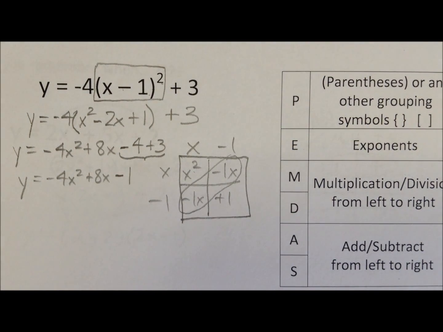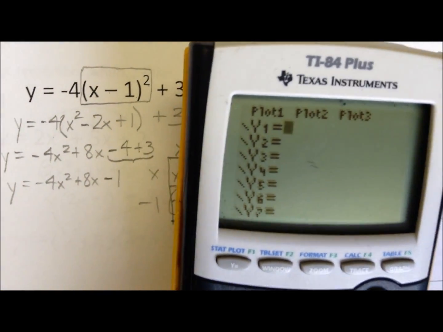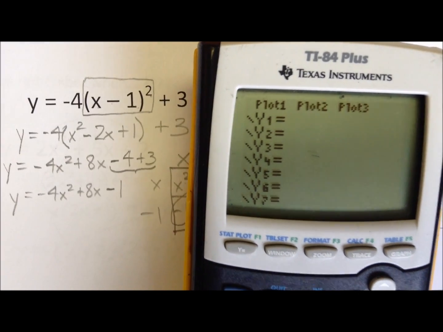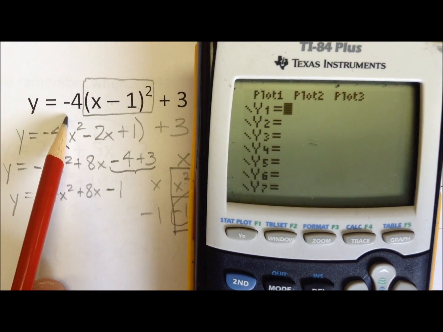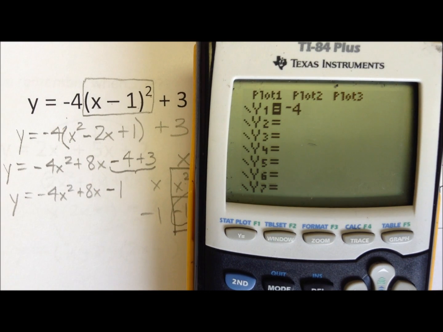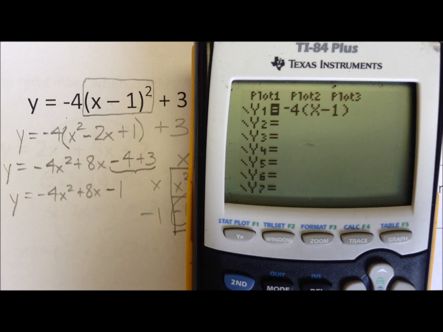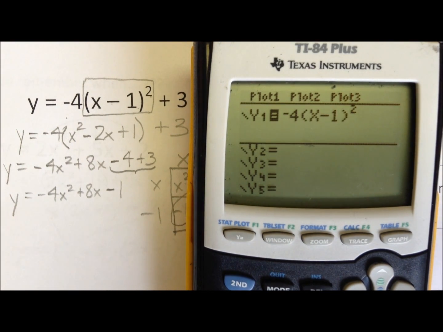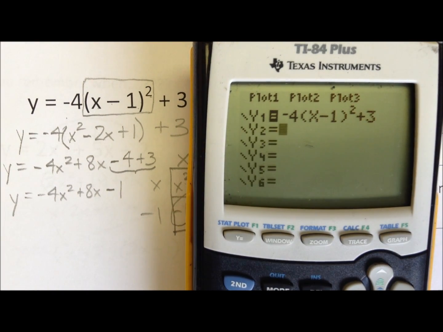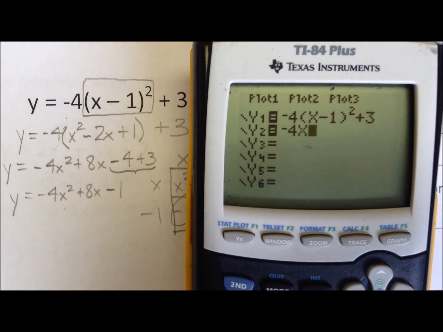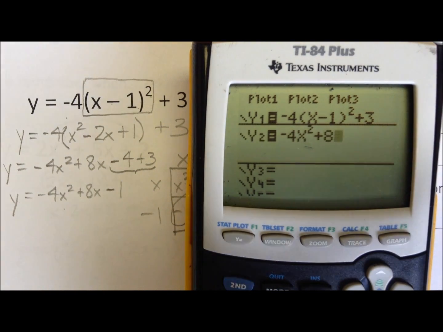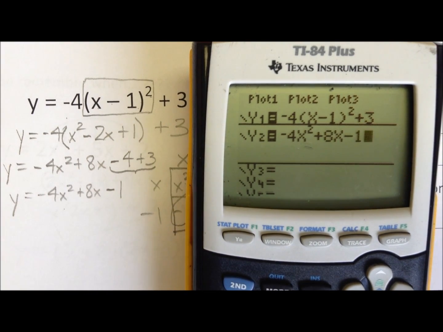Now, how are you going to check these? Well, hopefully you remember that what we can do is we can go to our calculator. So in the first starting equation, we can just type in a -4 parentheses x minus 1. Make sure you square it. And then plus 3. And now we can write in our answer in standard form. -4x squared plus 8x minus 1.